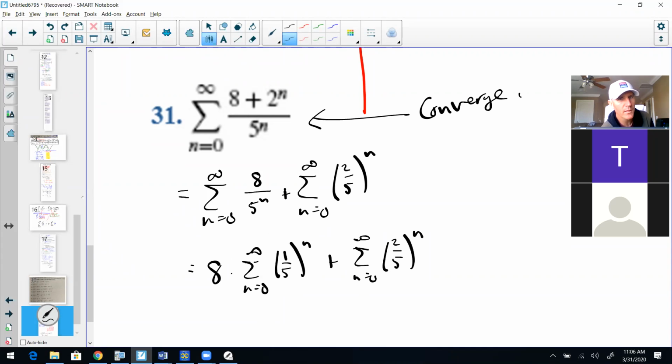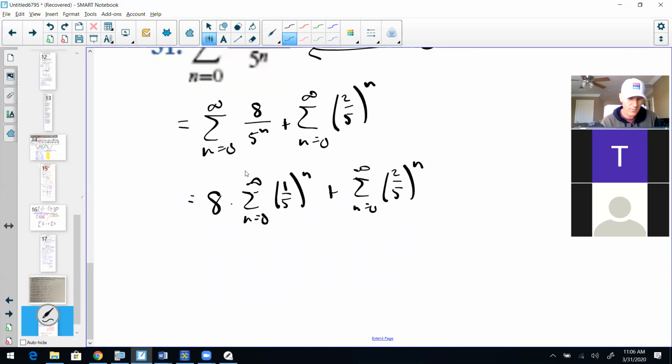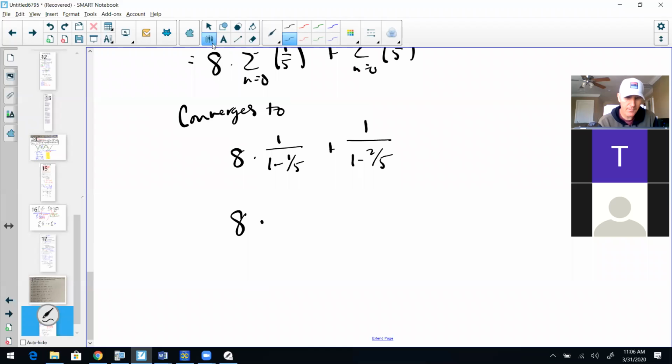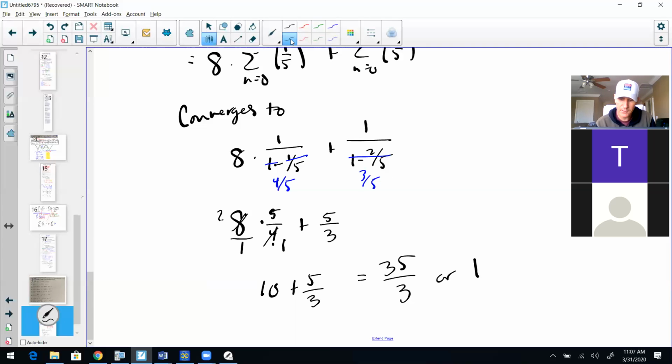And the next thing is determine what it converges to. Well, again, I would say, instead of equals, that this converges to 8 times, so now I have that first term divided by 1 minus a common ratio. And then over here, it's first term divided by 1 minus the common ratio. So this is 8 times, this right here is 4/5. So 1 over 4/5 is 5/4. This right here, 1 minus 2/5 is 3/5. So that's going to be plus 5/3. Now, 4 goes into that once, into that twice. So I'm left with 10 plus 5/3. Well, 10 is 30/3, so you can say 35/3, or you can say 11 2/3.